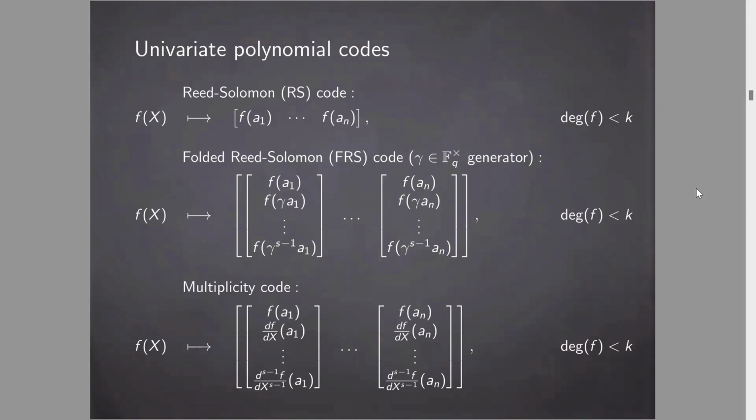Note that at each evaluation point a_i in the FRS as well as the multiplicity encoding, we bunch up these evaluations together into a block. So the alphabet size increases from q, which is the size of the field, to q to the s, because there are s elements bunched up together, forming one symbol of my codeword. Why are these folded constructions interesting? It's because intuitively what we know now is that bunching up symbols of a codeword allows us to increase the list decoding radius, or allows us to decode from a larger fraction of errors.